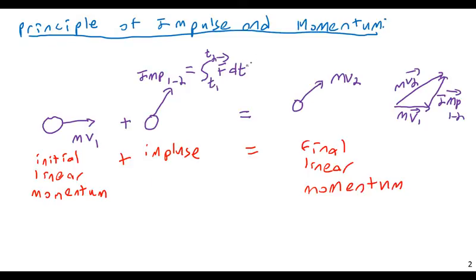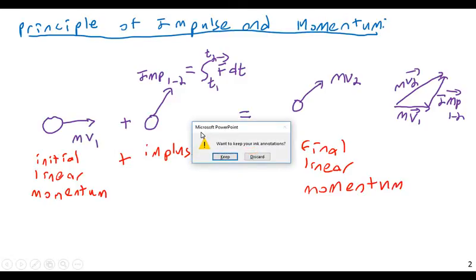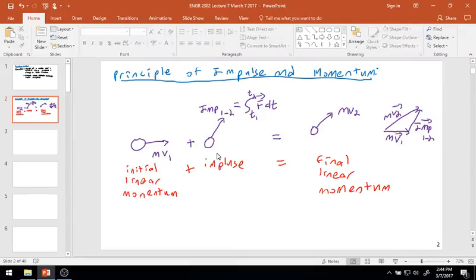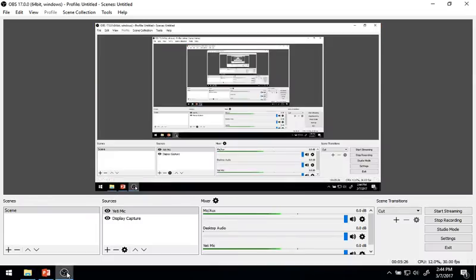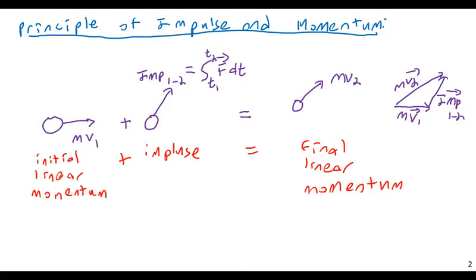All right, so this is the basic idea of impulse and momentum. We have an initial linear momentum, mv1, and we're going to apply an impulse, which will be the integration of force over time, and from that we can get the final linear momentum, which will be m times v2. All right, so let's talk about this.